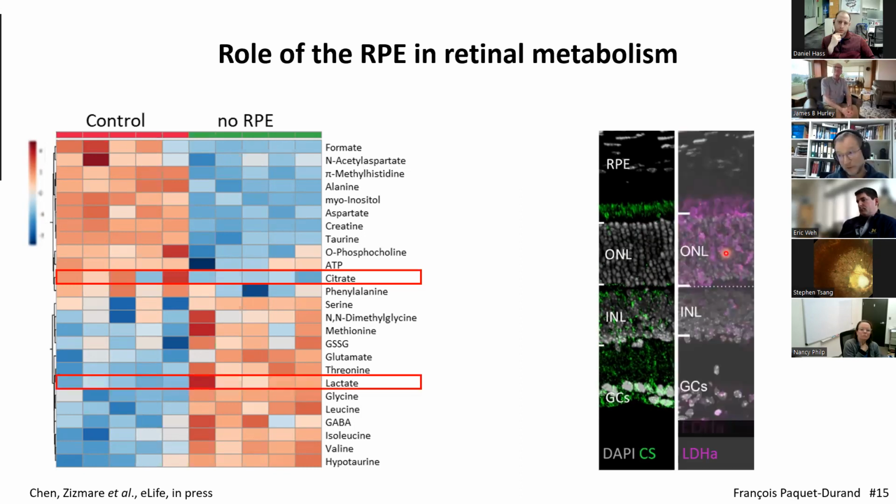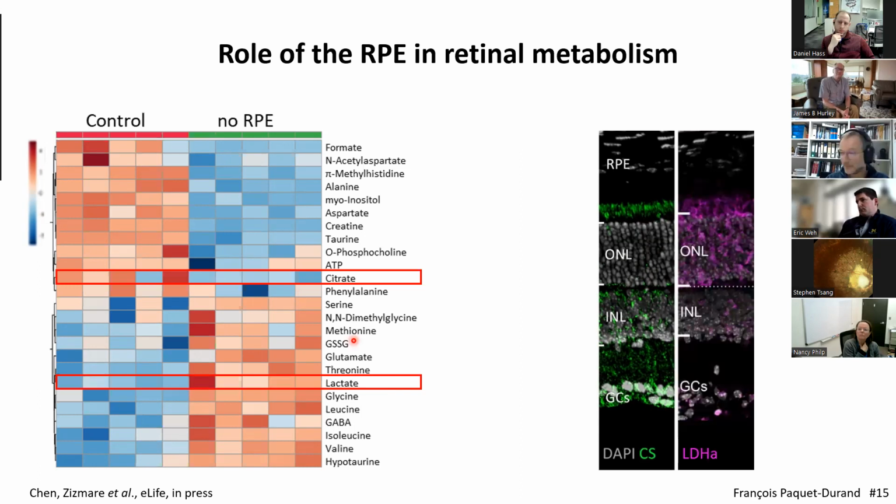Another metabolite that we could look at is lactate, obviously. And the enzyme that is producing lactate is LDHA, and it's strongly expressed in the photoreceptors. So this is compatible with photoreceptors performing glycolysis and producing lactate.